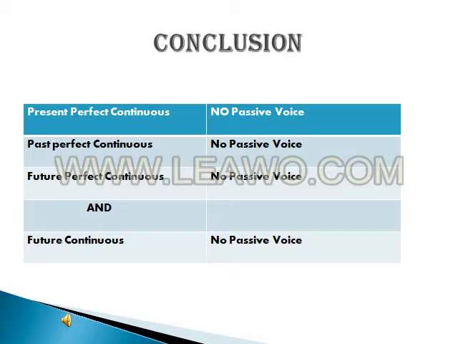So don't get confused if you get any sentence from present perfect continuous, past perfect continuous, future perfect continuous, or future continuous. There is no need to create a passive voice for that, because as per the rules we cannot create. So that's it for the basics of the passive voice.